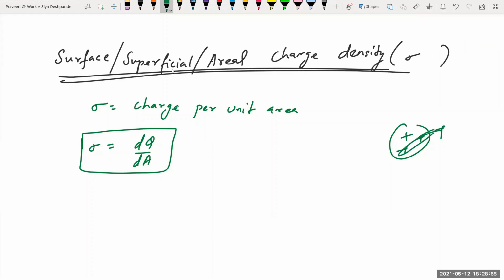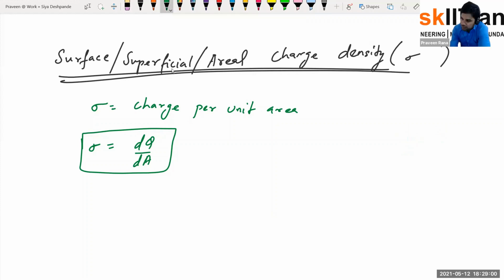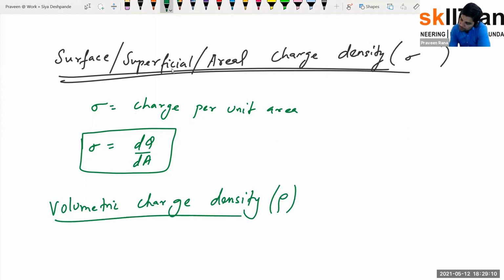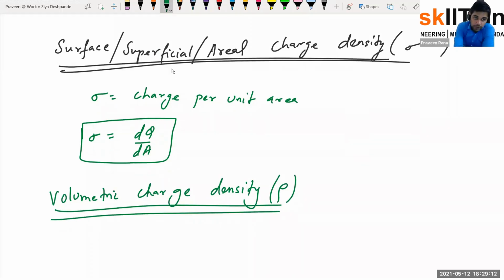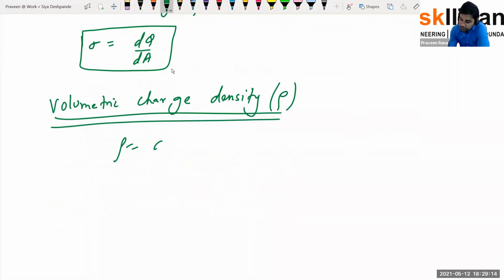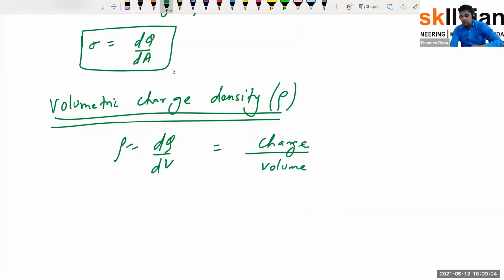And finally, we have volumetric charge density. This one is represented by rho. So volumetric charge density means charge per unit volume, the charge divided by the volume of the object.